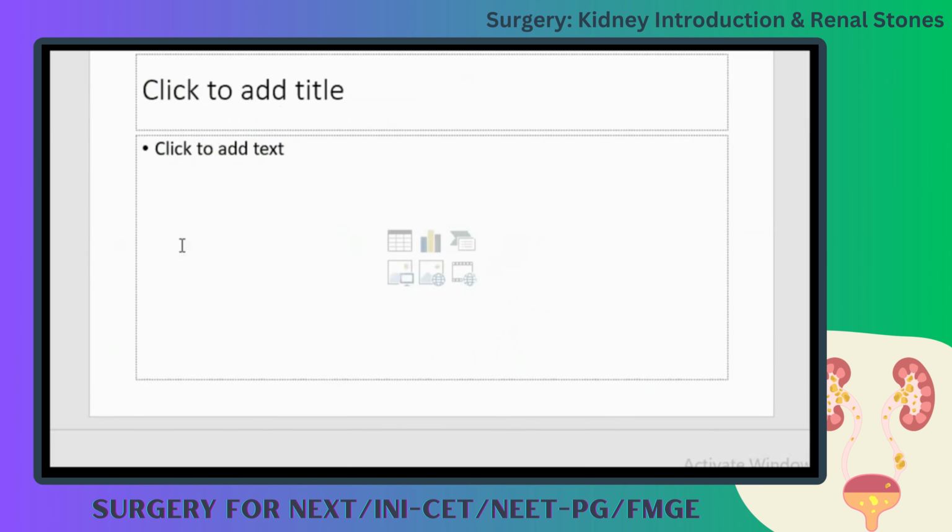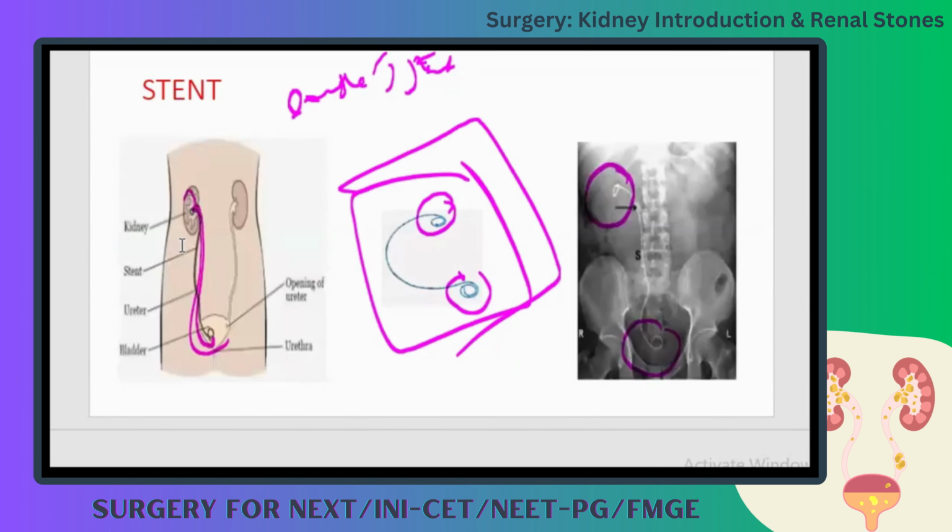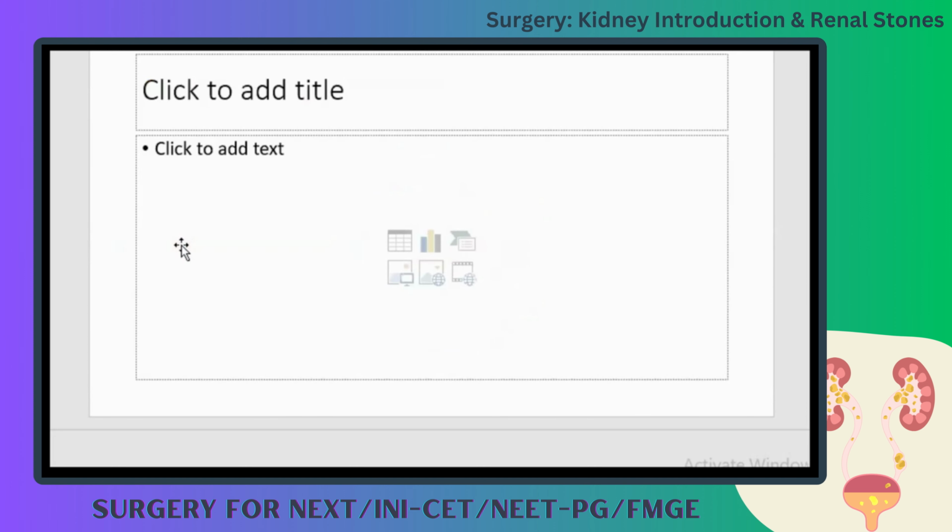So they may just give this slide, and they may ask you, what is this? So identify the device. This is a double J stent. It has 2 J's which will fix in the bladder and which will fix in the pelvis.